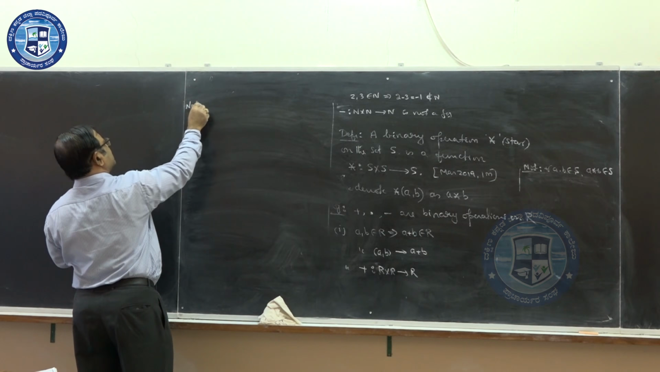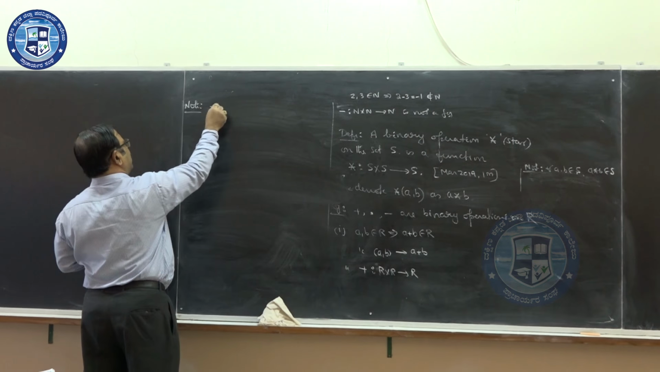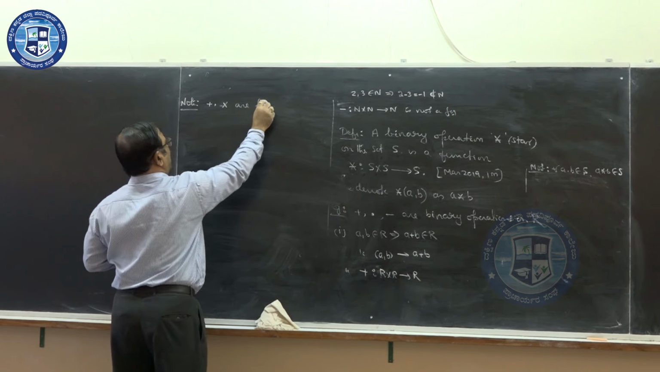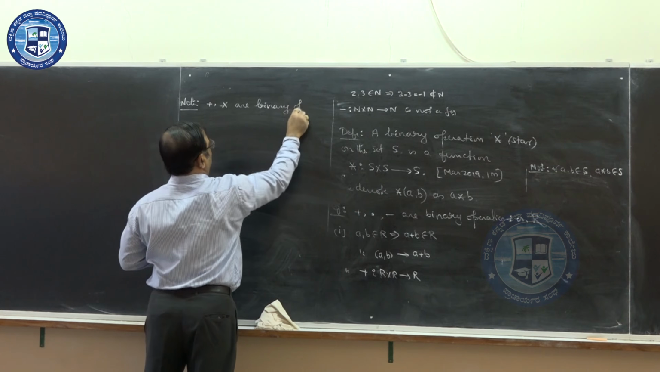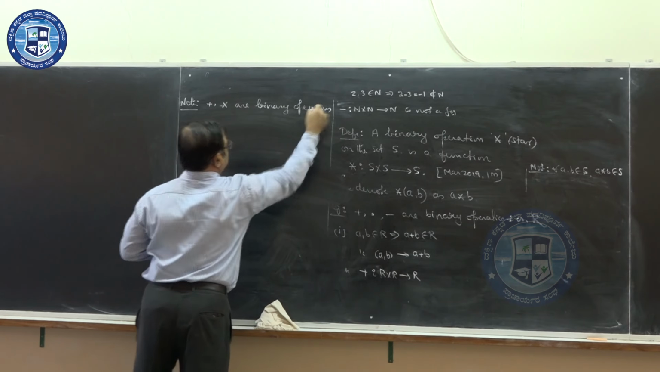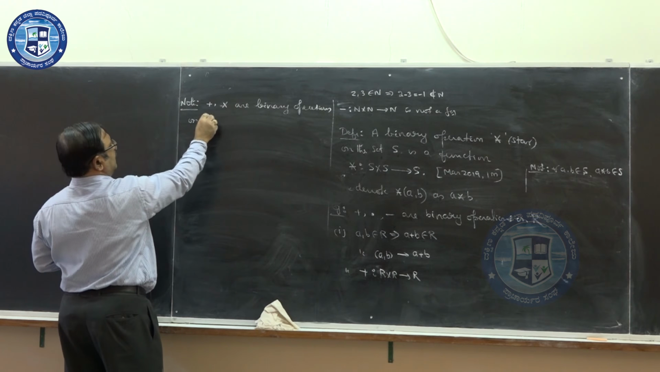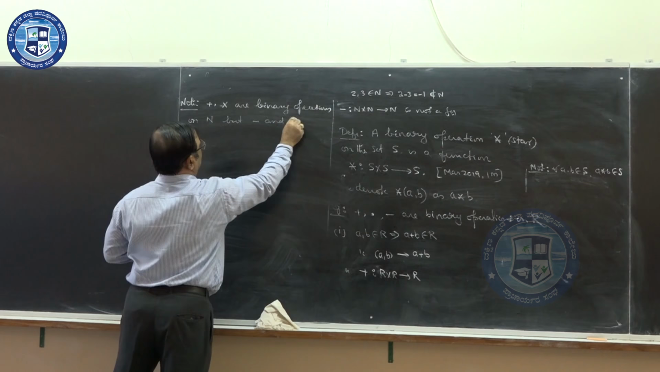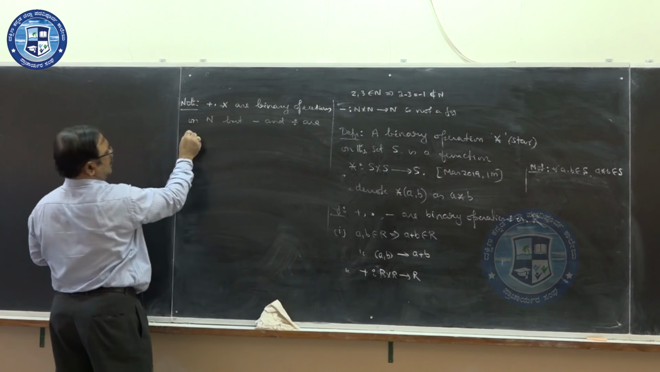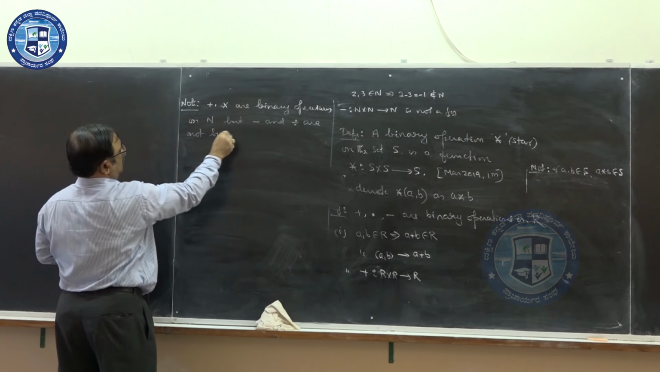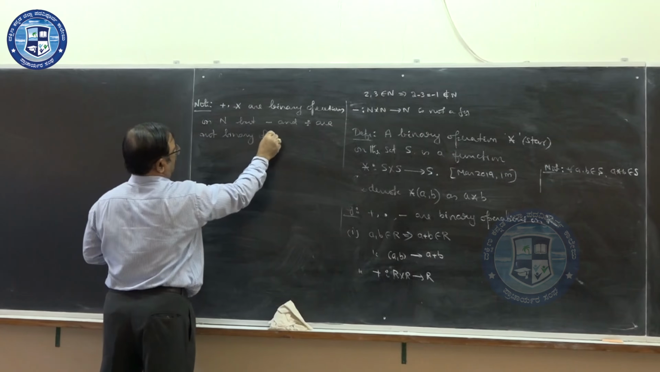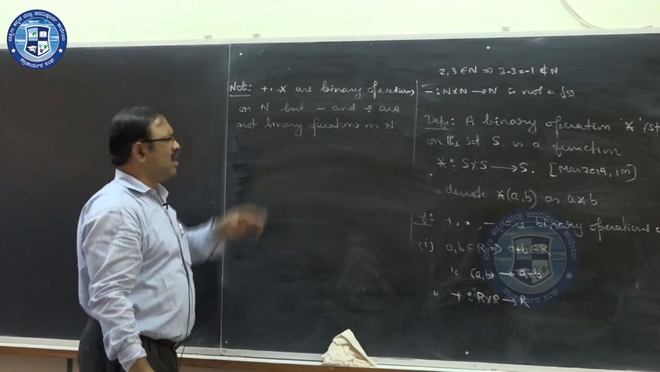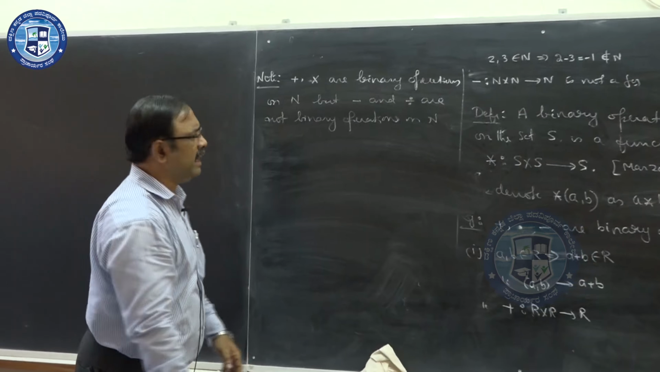Again, this is for your understanding. Plus and into are binary operations on N, but minus and division are not binary operations on N. Already I have illustrated this, plus and into.